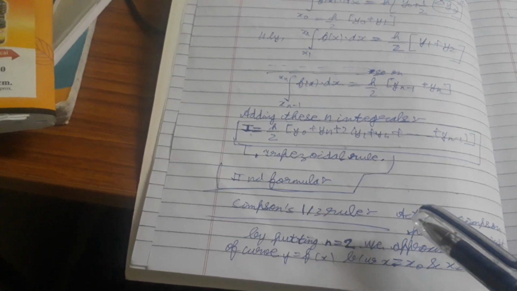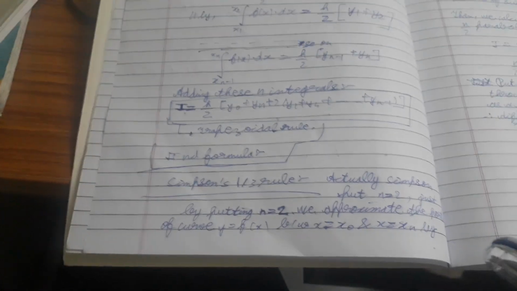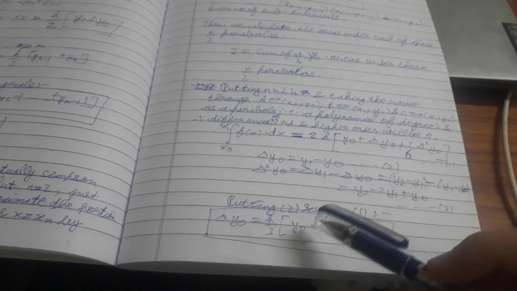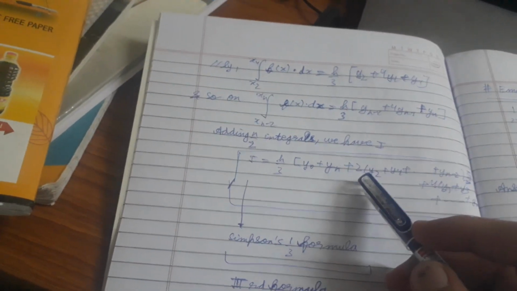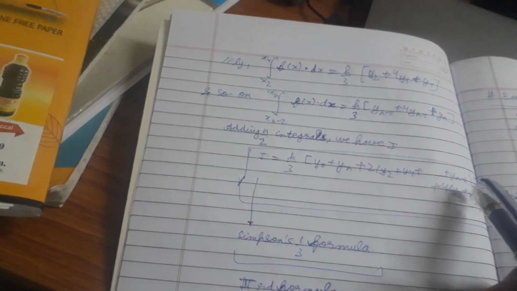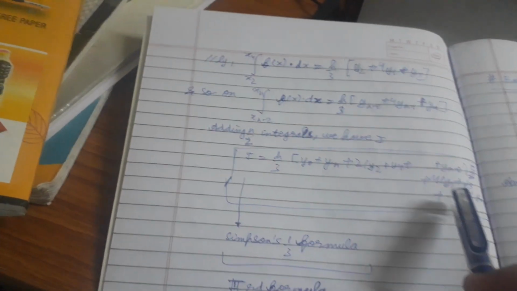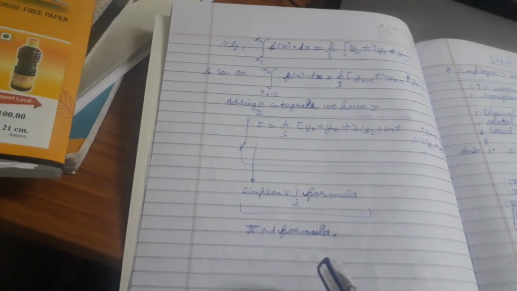Then the second formula, which is Simpson's 1 by 3 rule: y is equal to a function of x between x equal to x0 and x equal to xn. Delta y0 is equal to h by 3 into y0 plus 4y1 plus y2. I is equal to h by 3 into y0 plus yn plus 2 into y2 plus y4 plus dash plus yn minus 2, plus 4 into y1 plus y3 plus dash plus yn minus 1, which is Simpson's 1 by 3 rule, which is the third rule.